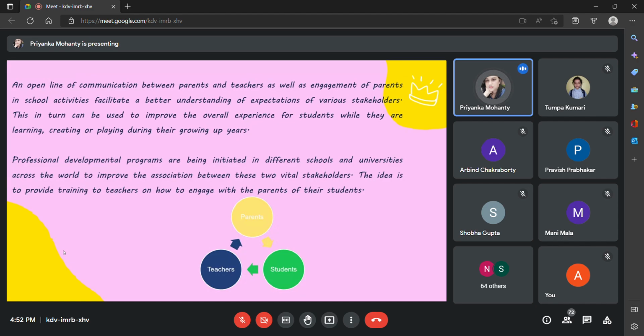Professional development programs can bring interaction in different schools and universities across the world, improving the association between these two mutual stakeholders. The idea is to provide training on teaching and how to engage the parents of their students.